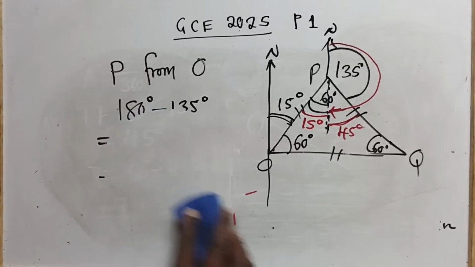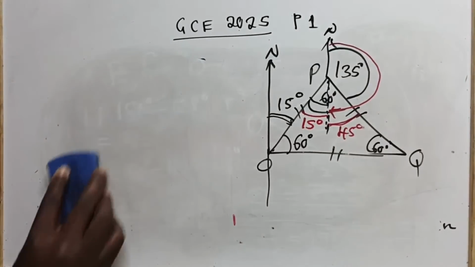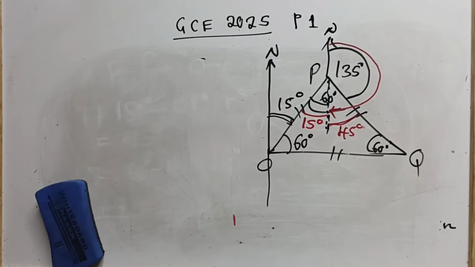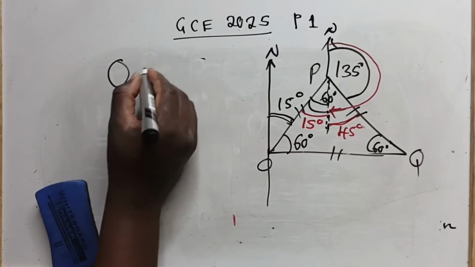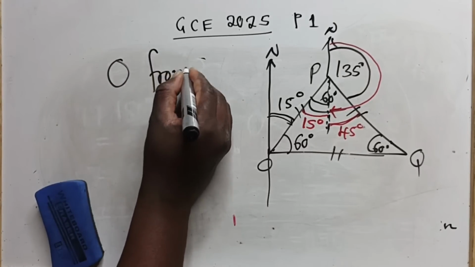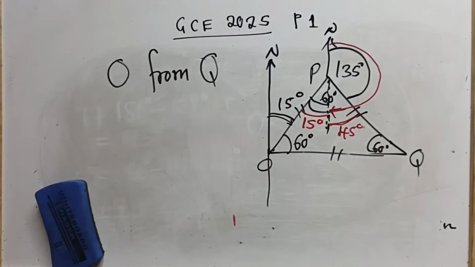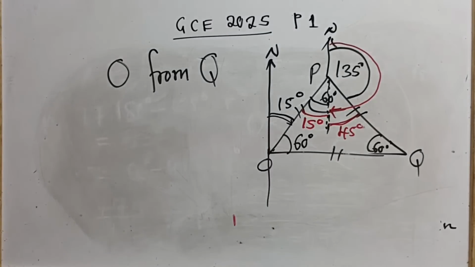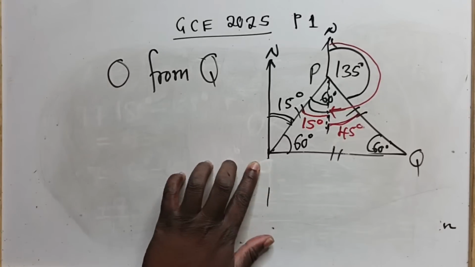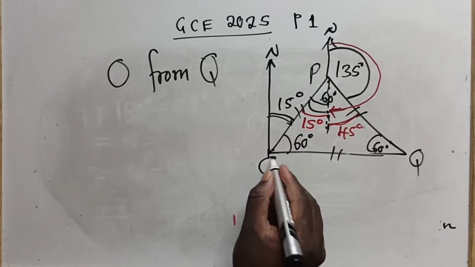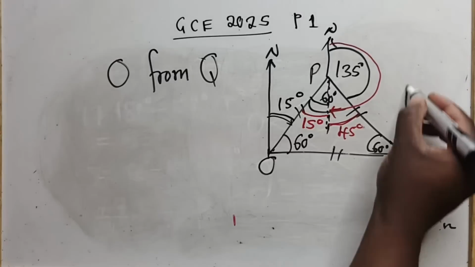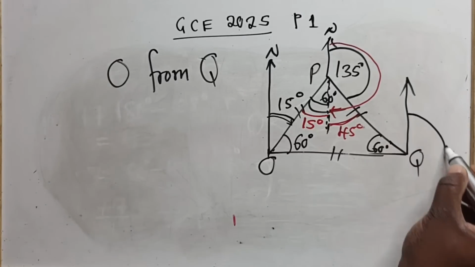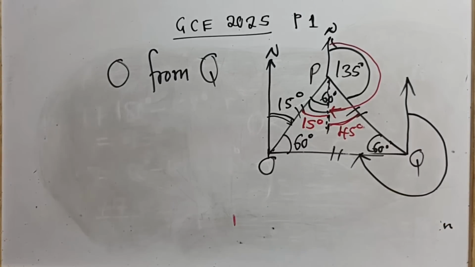For the next question, they are saying, find the bearing of O from Q. So what is the bearing of O from Q? O is right over here. This is O from Q. We make our north line here, and then we move like that all the way up until we touch this, which is joining the 2 points.